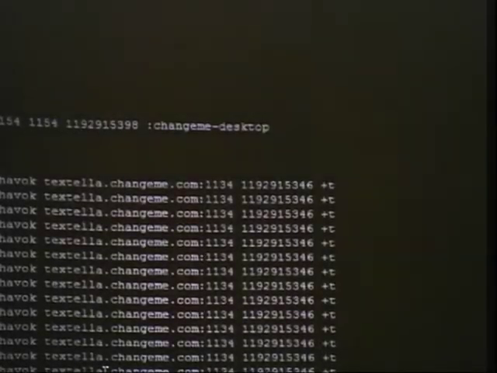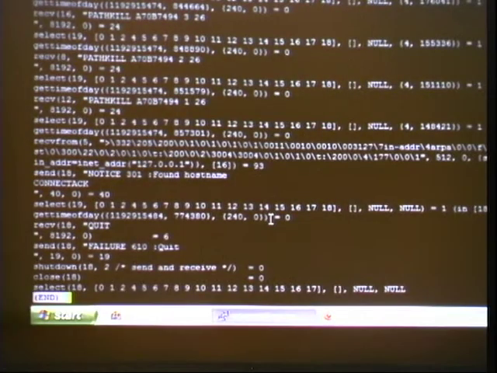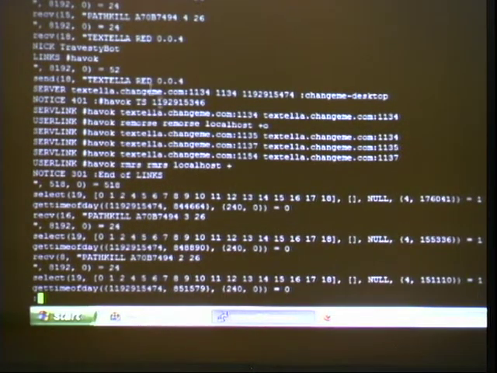Let's take a look at the synchronization sequence. I guess we'll try taking a look at 1134 again. Now, if you recall, I initiated this inter-server channel from 1154. So from 1134's perspective, this is what it sees.